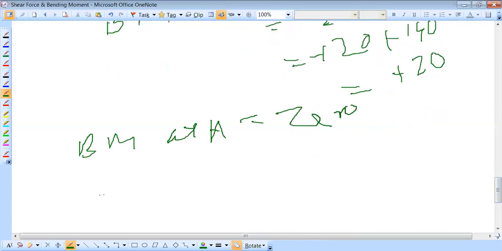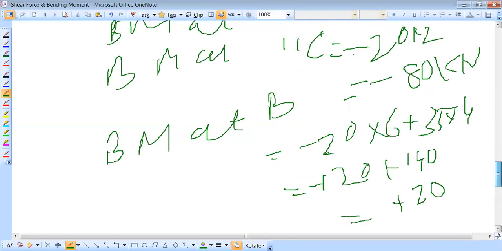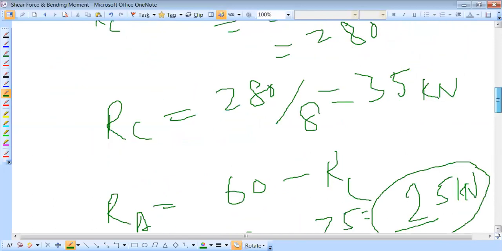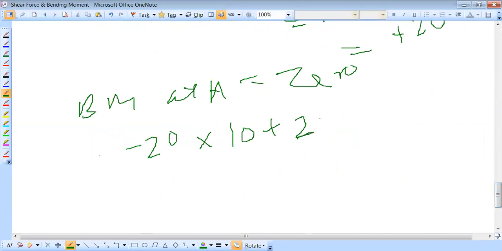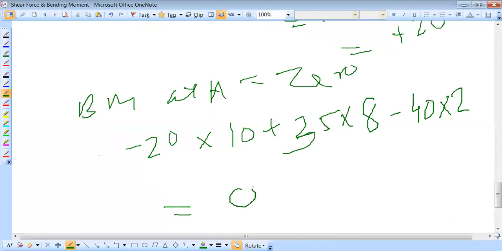Minus 20 kilonewton load acting over the beam at a distance of 8. Again plus RC, RC is equal to 35, and RC acts at 8. RC into 8. Then again the UDL, minus how much? 10 into 4, and we take the distance in the middle, that means 2. If we calculate this, we get the value of 0. So BM at different points, you can already find out.